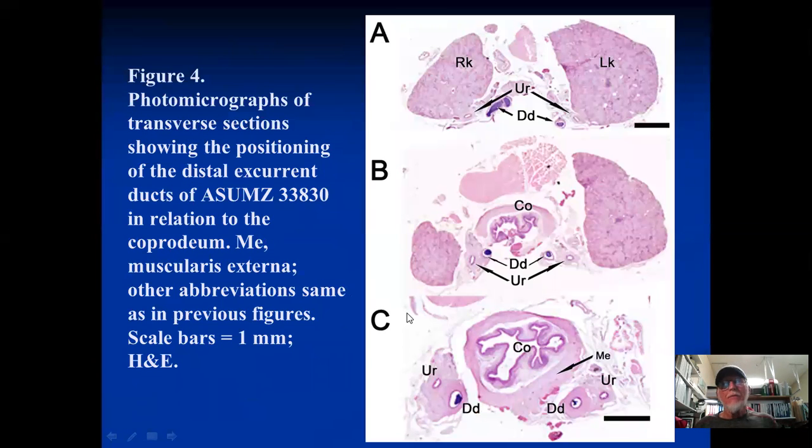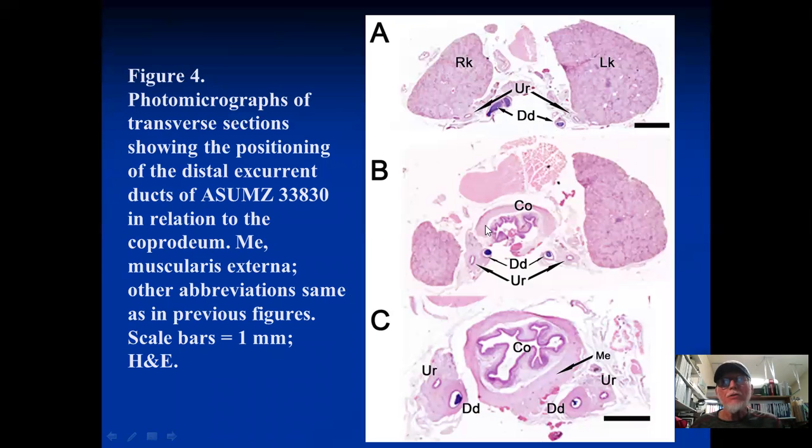So in a series of cross-sections or transverse sections of the region, we begin with the kidneys here, and then the ureters on either side, and they're still closely attached to the kidneys. You can also see the ductus deferens on both sides, and both sides are full of sperm.